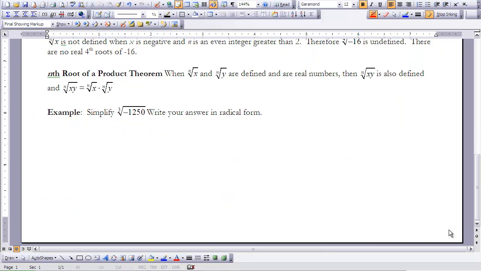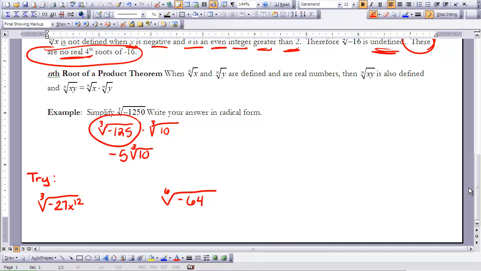To end this lesson, I would like you to try two more examples that I've added. You'll want to add this to the bottom of your notes for 8-7. I want you to try and simplify the third root of negative 27 times x to the 12th and the sixth root of negative 64. Try those. We'll discuss those in class when you return next time. This concludes lesson 8-7.